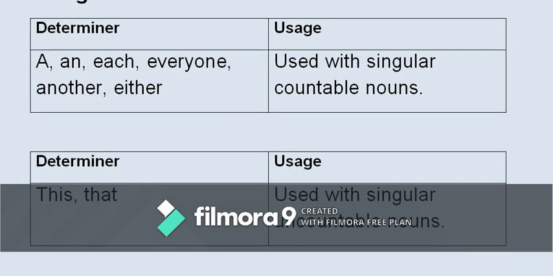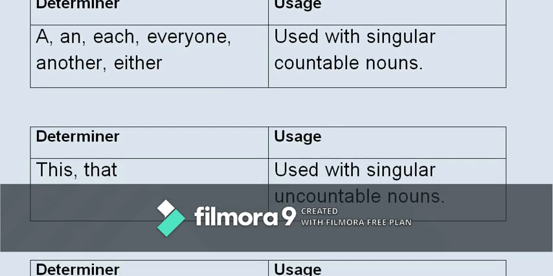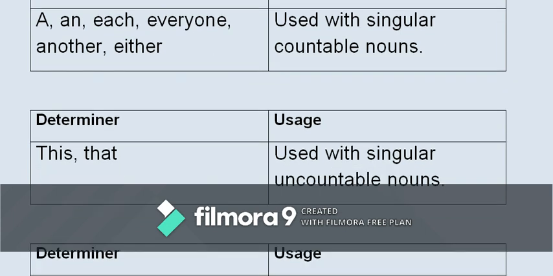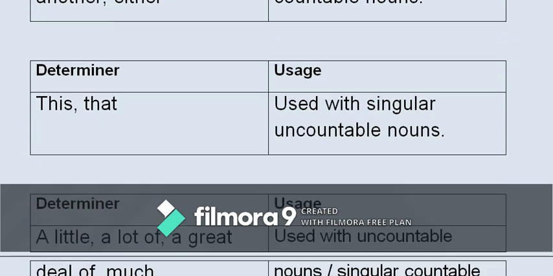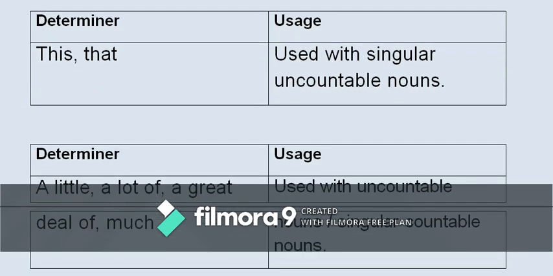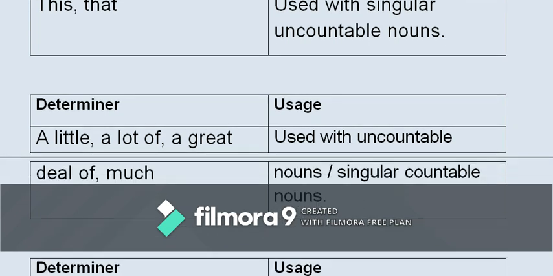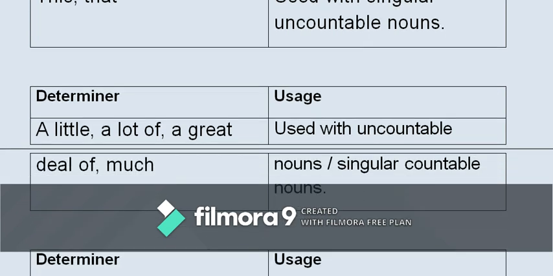Then we have words like this and that. These words are used with singular and uncountables. Then proceeding to words like a little, a lot of, a great deal of, much. It is used with uncountable nouns and singular countable nouns also.